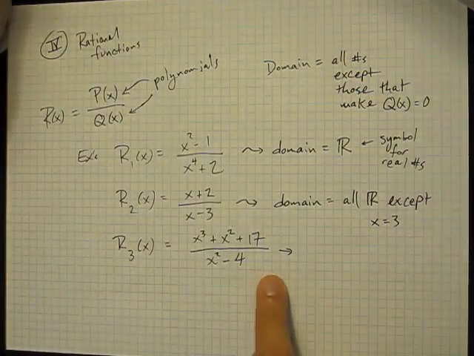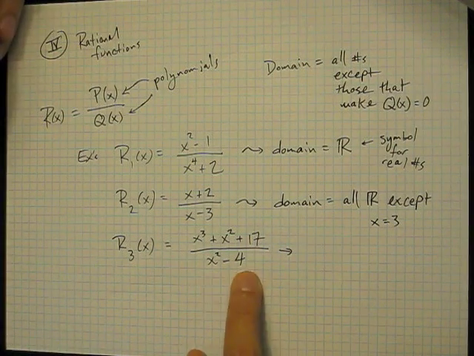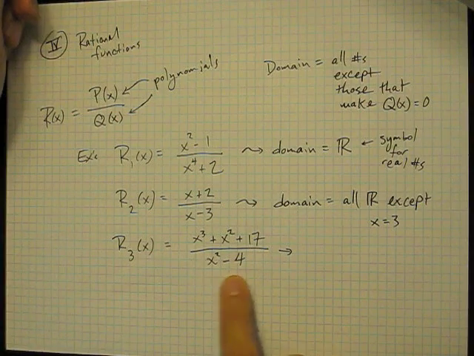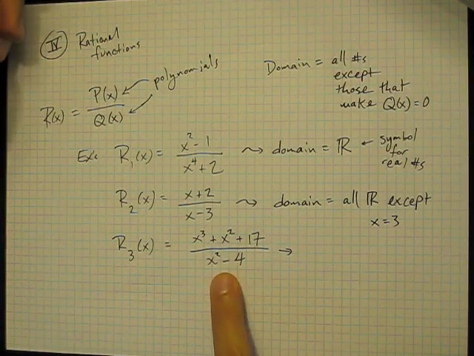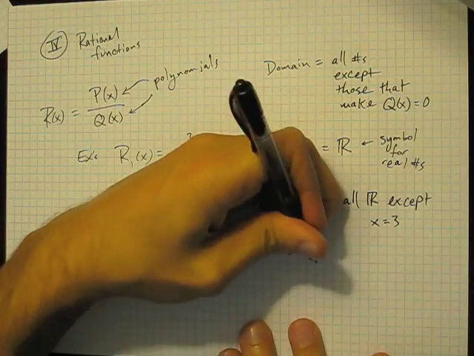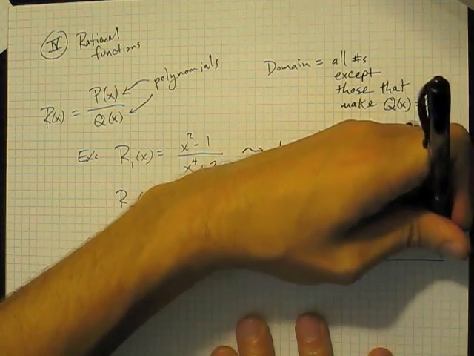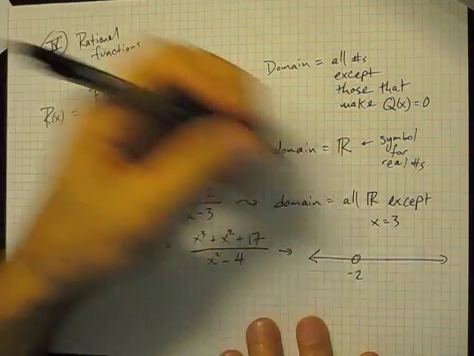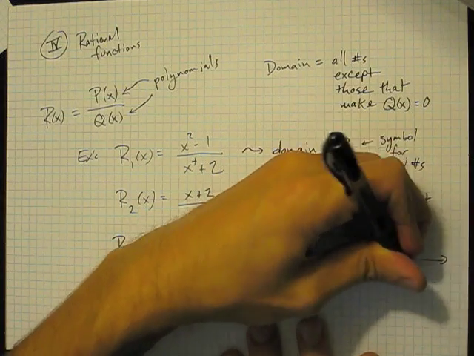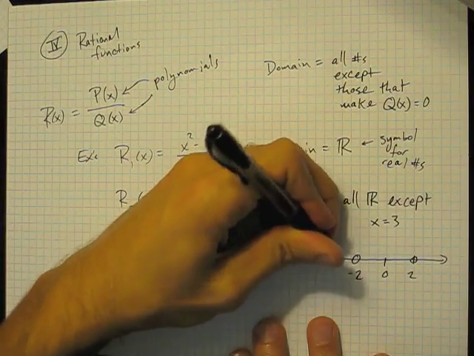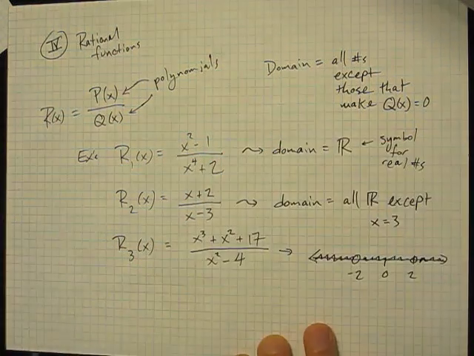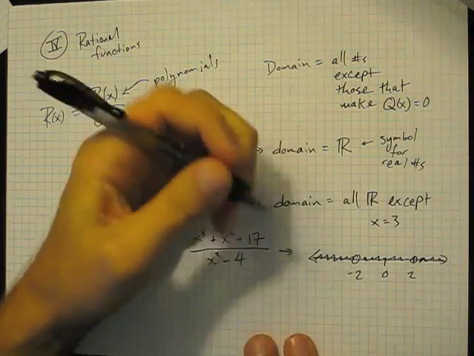And the domain here, well, it's whatever doesn't make the denominator 0. So the only numbers that make the denominator 0 are 2 and minus 2. So maybe if we wanted to draw a picture of this, we would indicate minus 2 here. Here's 0 and 2. And we might go like that to indicate the domain.